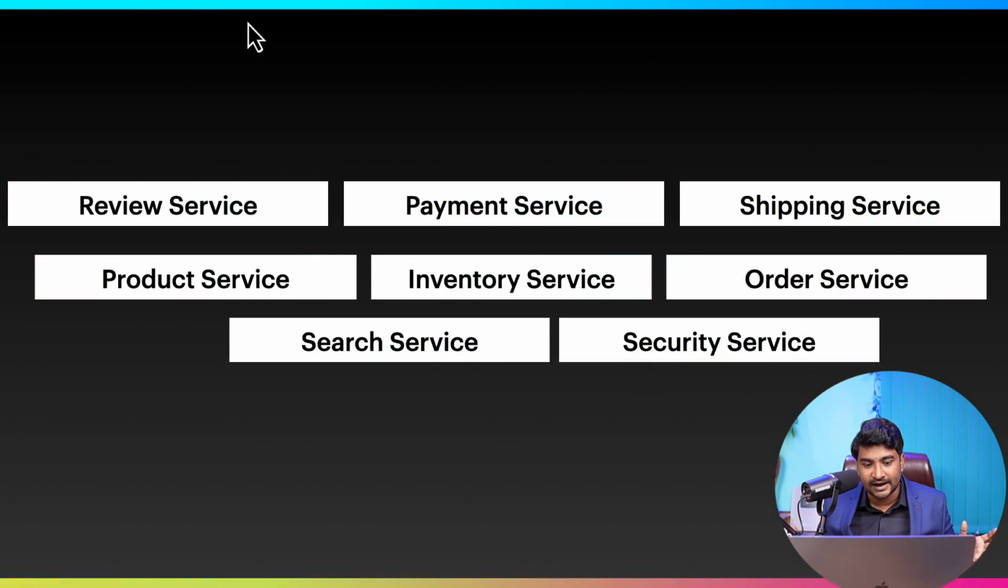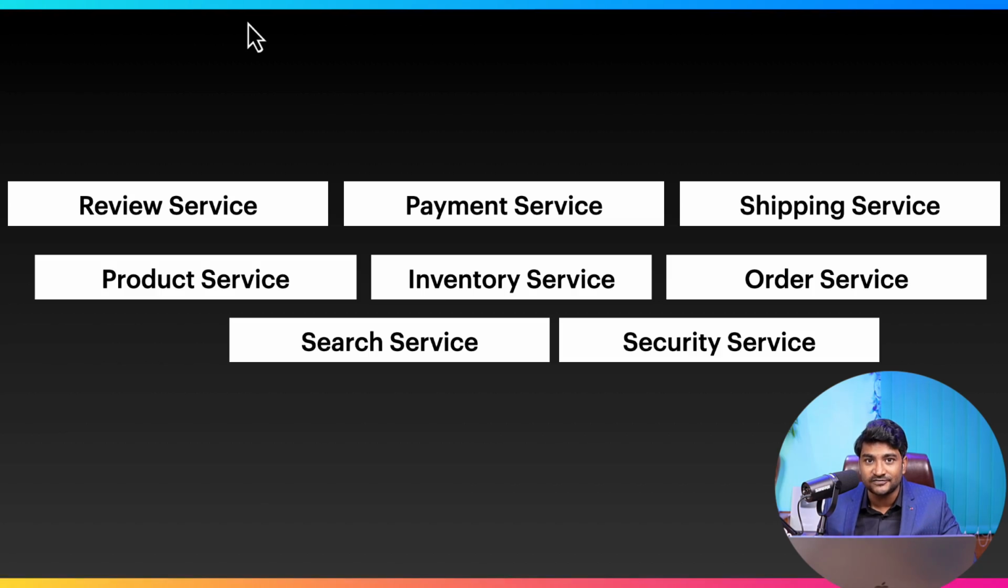Let's say you have defined and created a lot of microservices on paper, like review service, payment service, shipping service, product service, and so on, and defined the boundaries for these microservices, like what services will contain what kind of APIs, which is good. But this is on paper right now. Now you want to start the actual migration process.